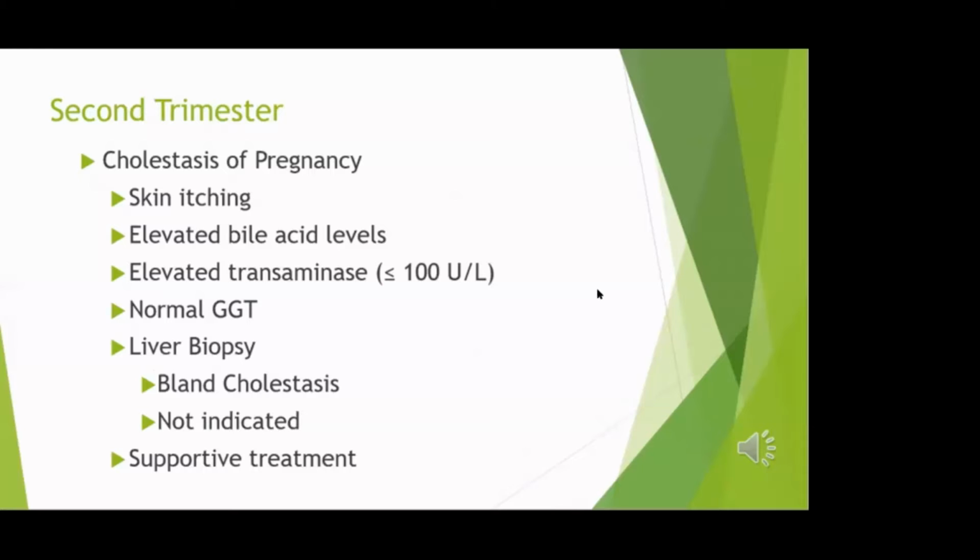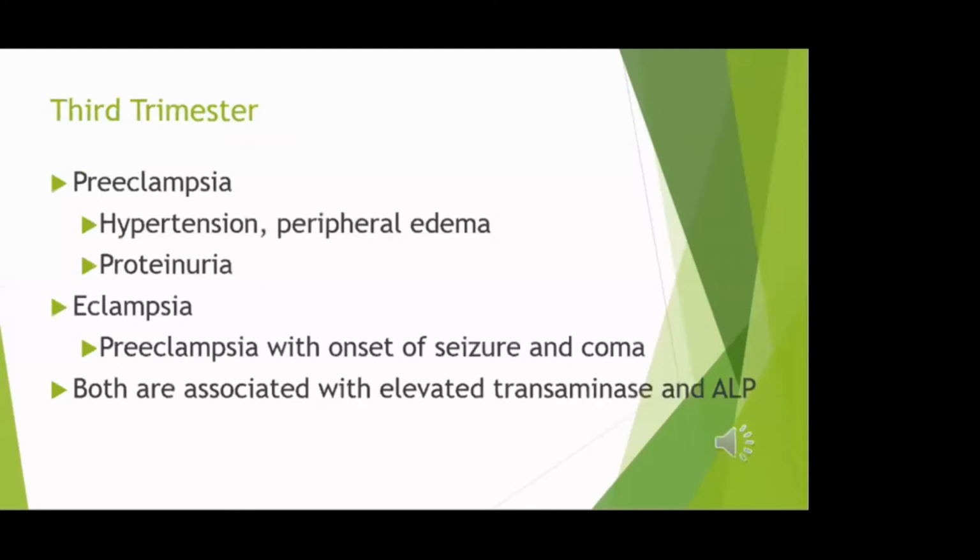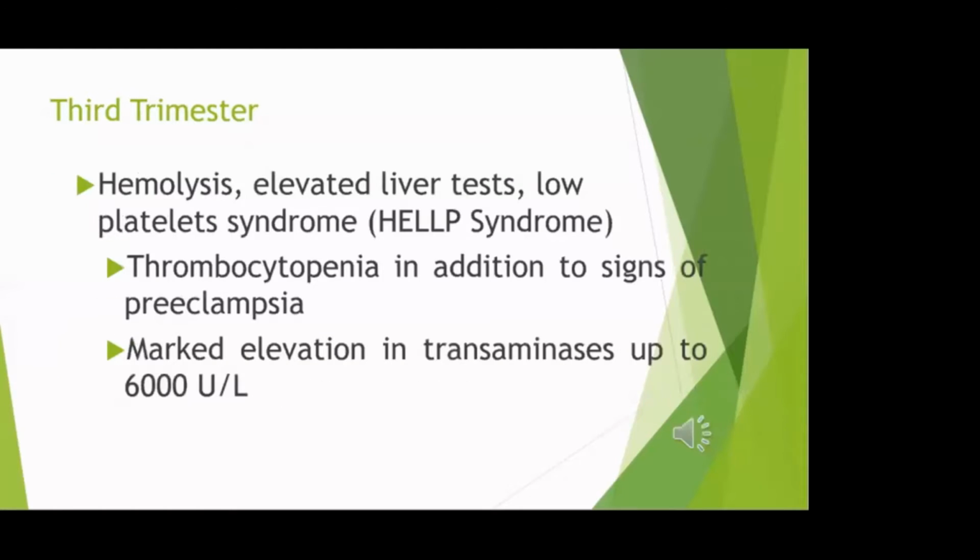But it would present with bland cholestasis, and this is usually just treated with ursodeoxycholic acid. In the third trimester, elevated liver tests could point to the presence of preeclampsia, especially when there is hypertension, peripheral edema, and proteinuria, or eclampsia when there is preeclampsia with onset of seizure and coma. So both are associated with elevated transaminases and alkaline phosphatase.